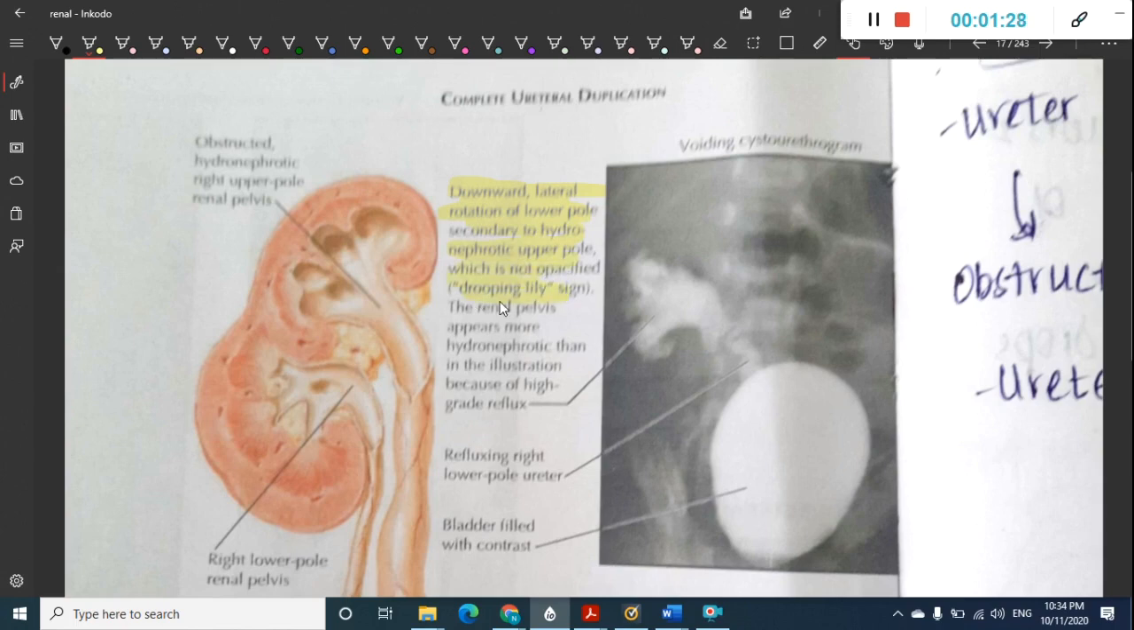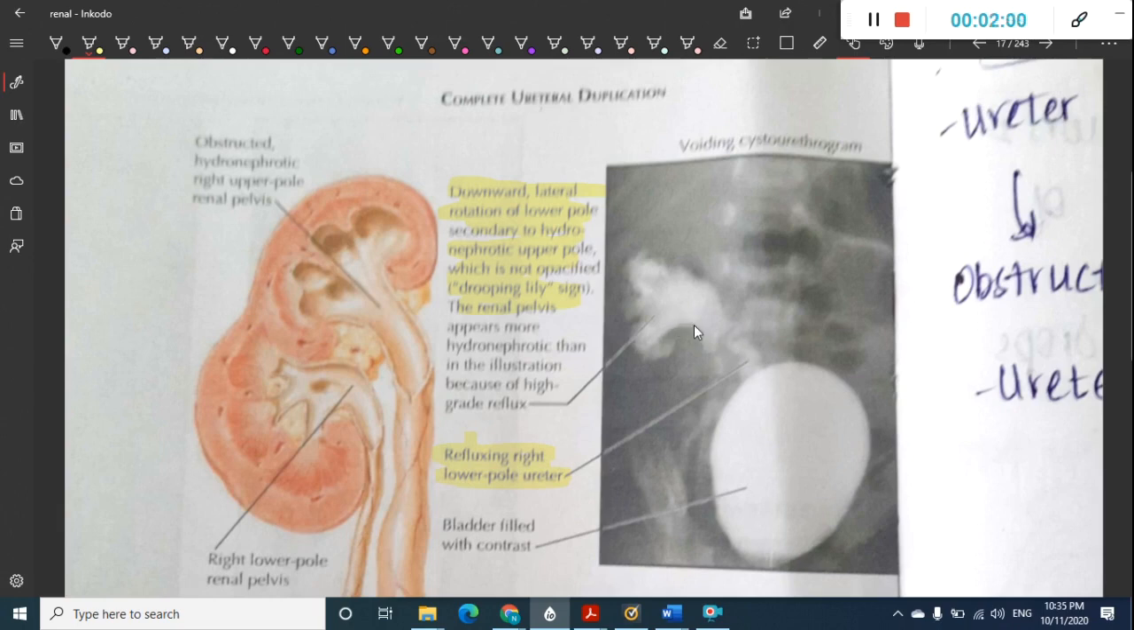leads to the drooping lily sign. Here if you see, this is the upper pole where you see the bigger part of the dilated loop. See, this is very dilated, so this is the upper pole, whereas the lower pole, see this one which is very thin, that is the lower pole. So this is refluxing, the right lower pole of the ureter is this one, and this is the bladder. So this is the lower pole, that is the upper pole. So this is the drooping lily sign.